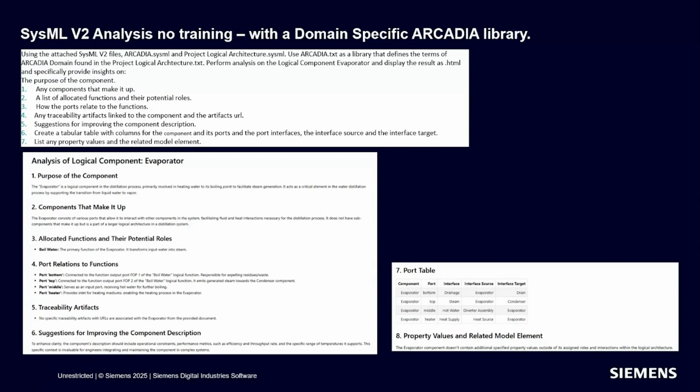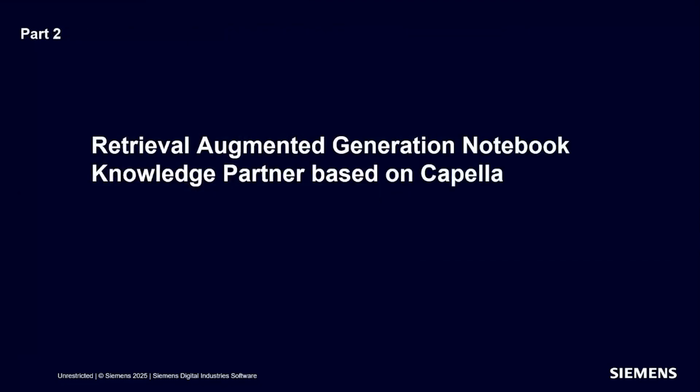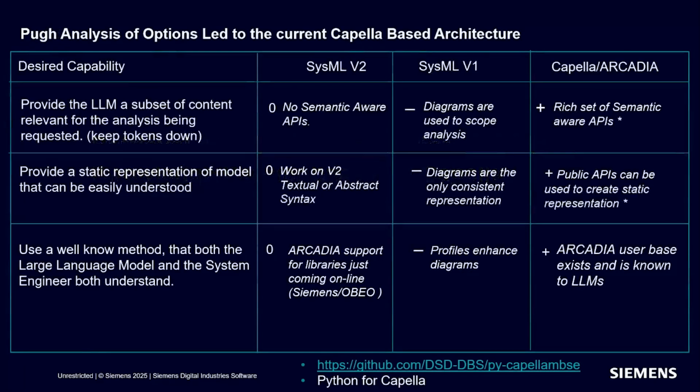However, I wanted to explore this more. And that's where part two comes in: I wanted to see what I could do with the Capella model, because there are still quite a few limitations with using SysML v2, and one of the main ones is size. The size of the model is a key limitation. So I started looking at, well, what could I do with Capella? How could I make this work with the Capella model? Or should I just jump to SysML v2 and make it better? So I started with SysML v2 as the basis, and did a little pros and cons analysis on this.